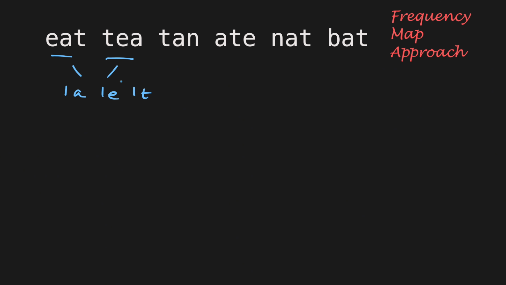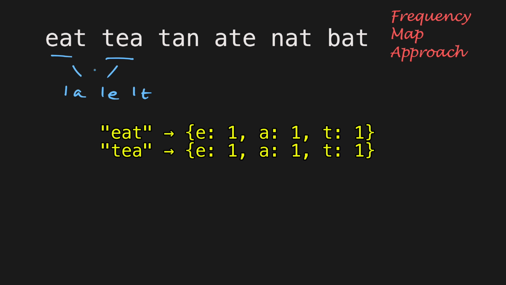So instead of sorting the strings like we did in the previous approach, we can use a frequency map to group anagrams. For each string in the array, we build a frequency map that counts how many times each character occurs. For example, we can create a frequency map for each string like this. It is essentially a hash map where the keys represent the characters and values are their respective counts.